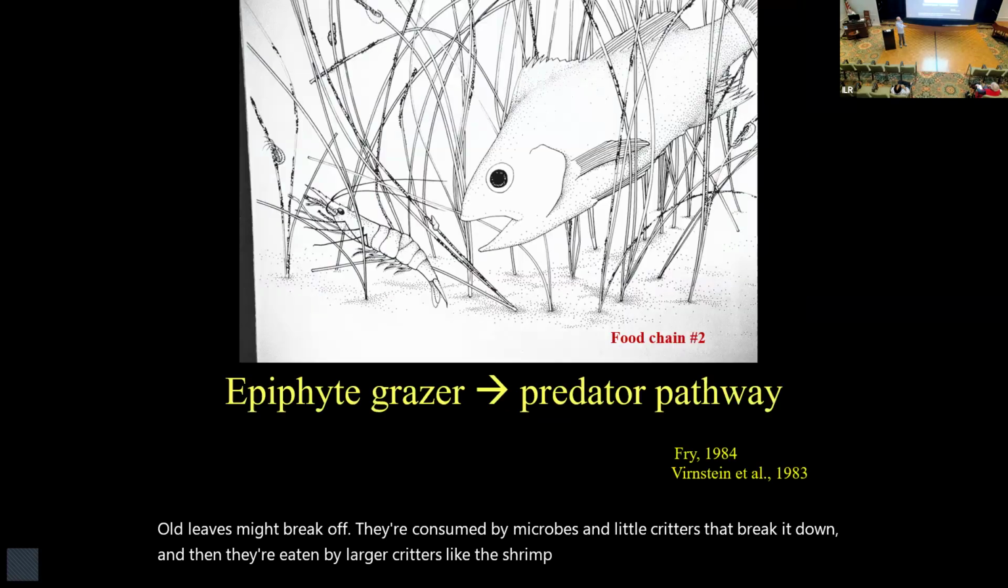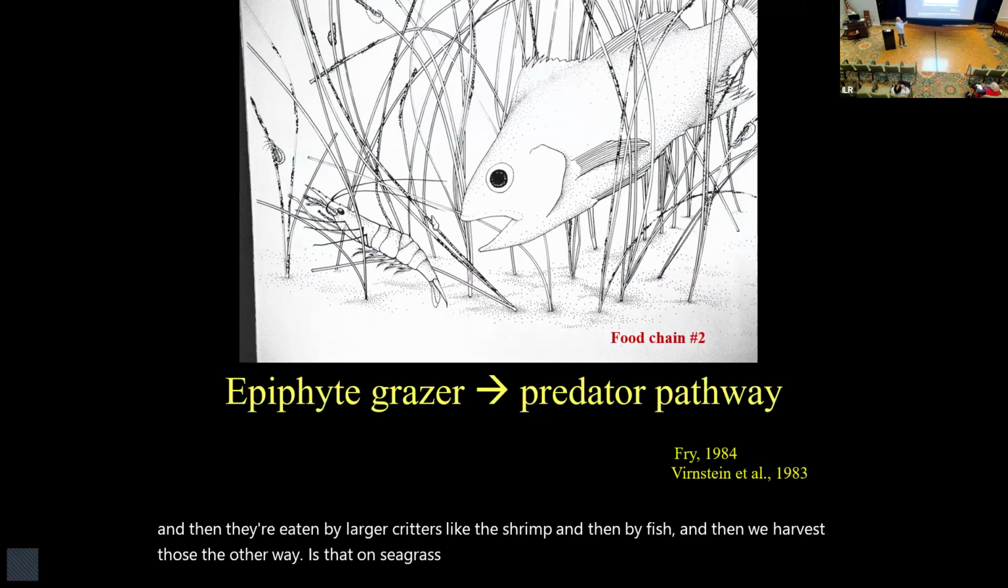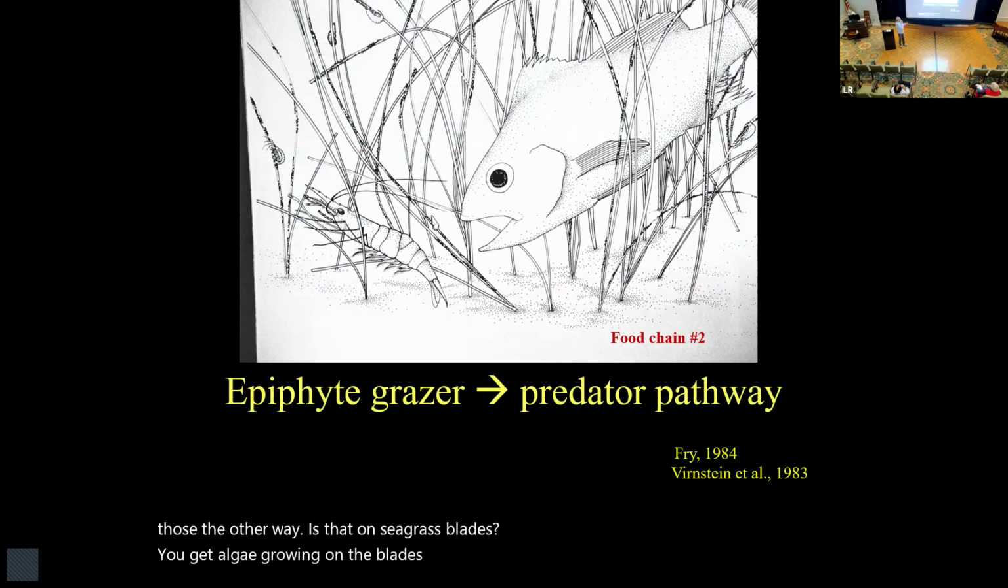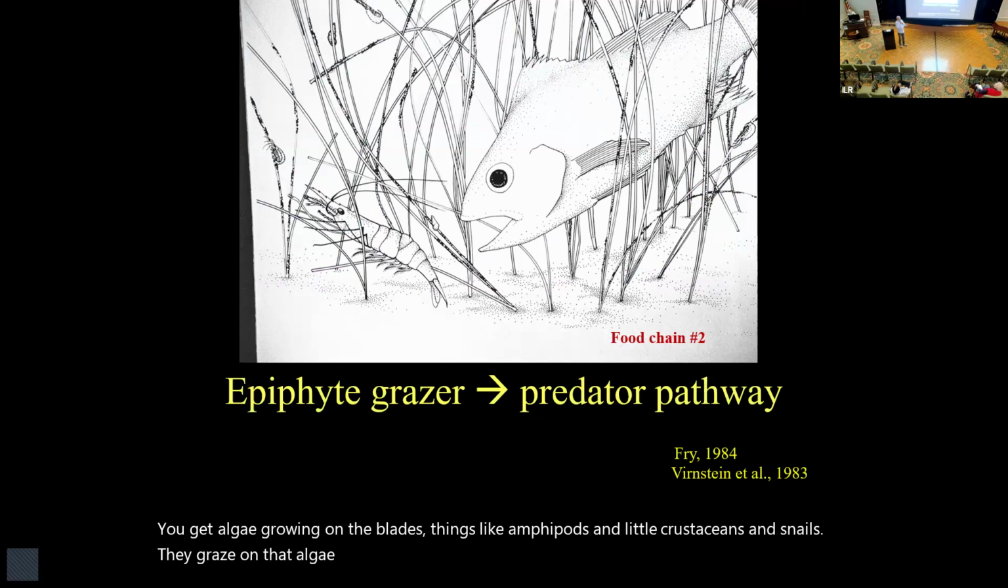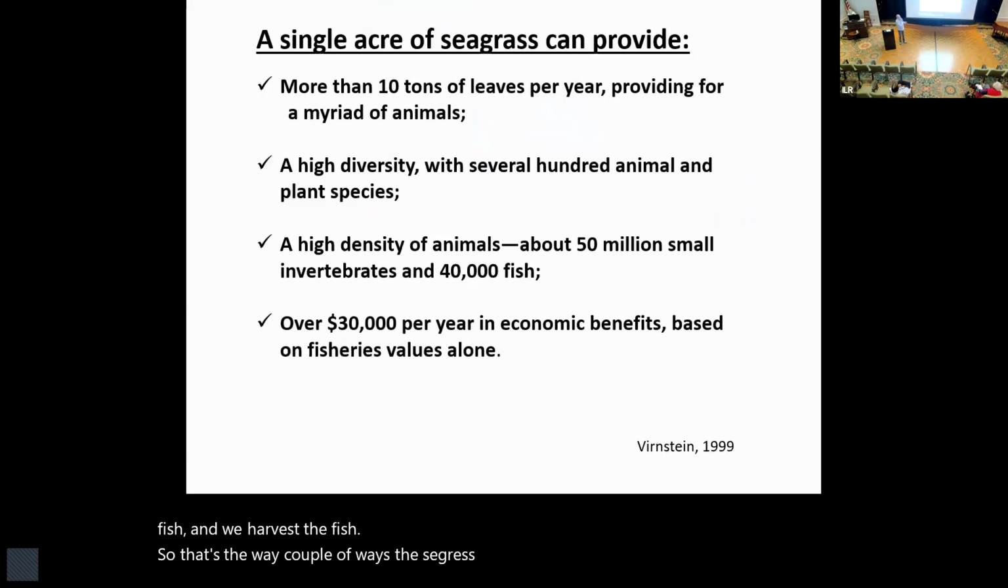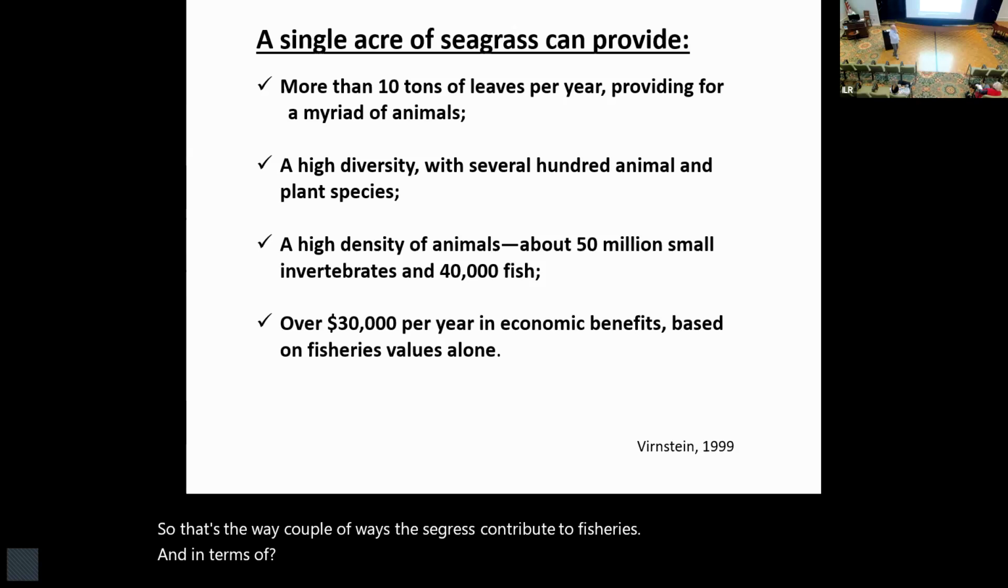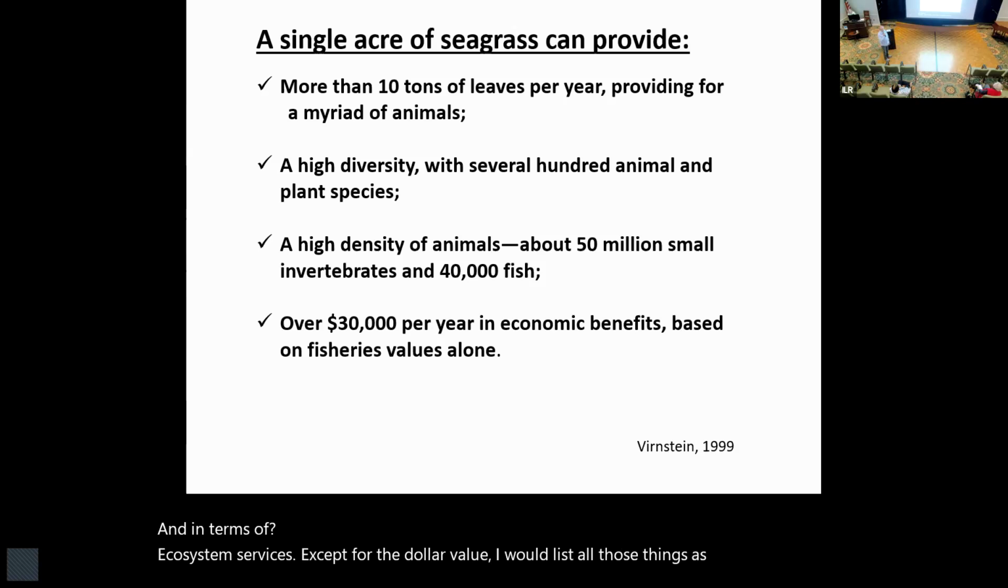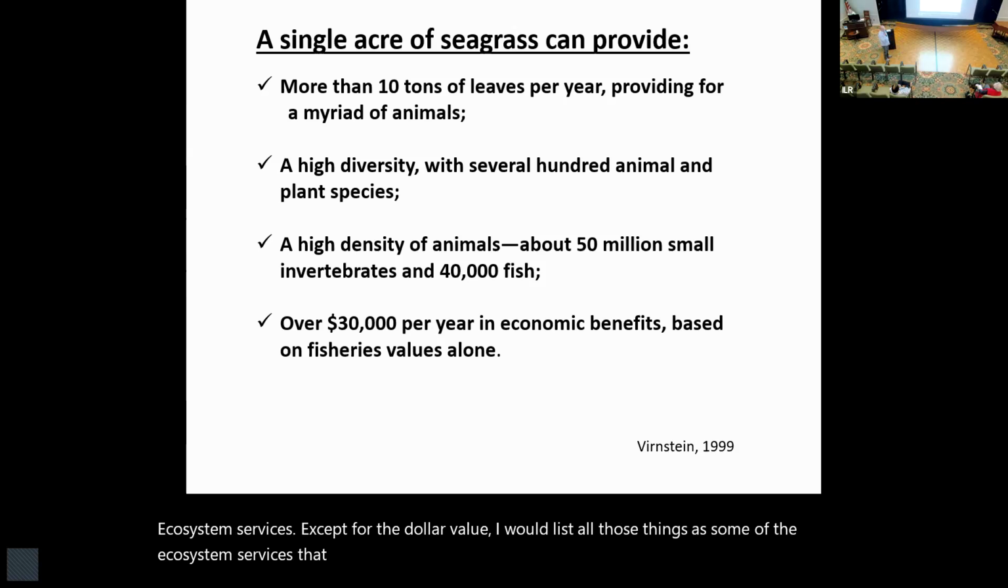The other way is that on seagrass blades, you get algae growing on the blades. Things like amphipods and little crustaceans and snails graze on that algae. They're eaten by larger things like the shrimp, and then they're eaten by the fish, and we harvest the fish. So that's a couple of ways the seagrass contribute to fisheries. And in terms of ecosystem services, except for the dollar value, I would list all those things as some of the ecosystem services that are provided by seagrass.